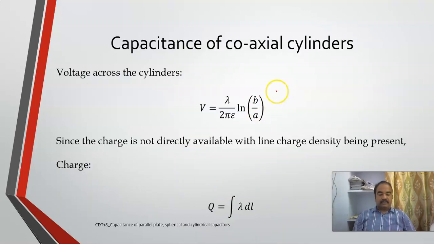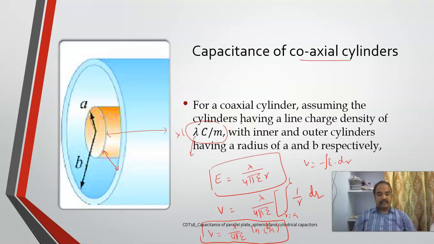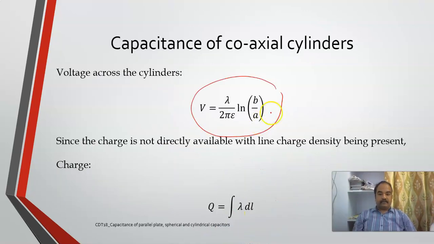So I am trying to utilize that expression, the voltage across the cylinders. V is equal to lambda by 2 pi epsilon ln b by a, right? We have already done this one. So this is the voltage across the two cylinders.